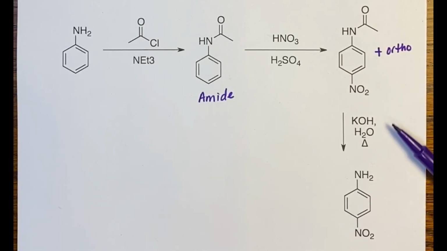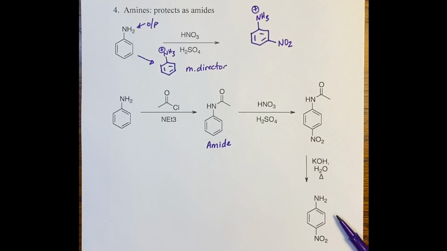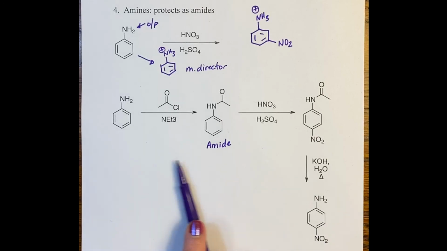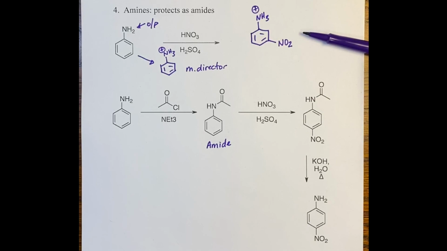From there, if I take this compound and I treat it with KOH, water, and heat, those are conditions that will hydrolyze my amide, give me back that amine, and so this is the product that I got. So that if I wanted to make that para-nitroaniline compound, this would be the synthetic pathway that I would have to follow. The direct nitration of aniline would not lead me to that para product.